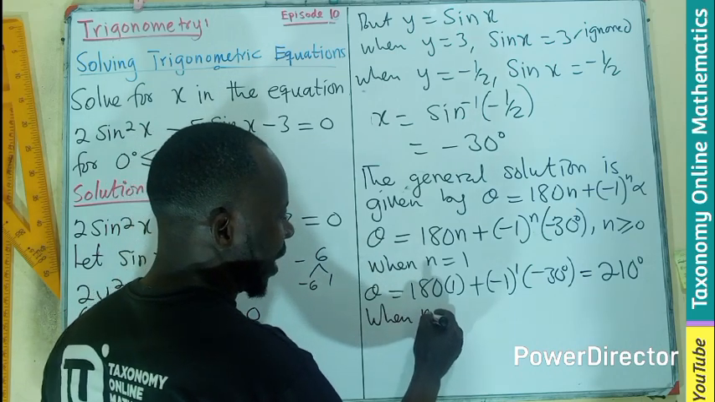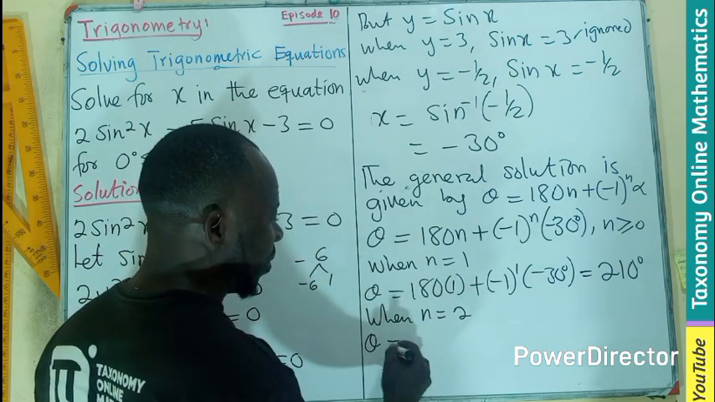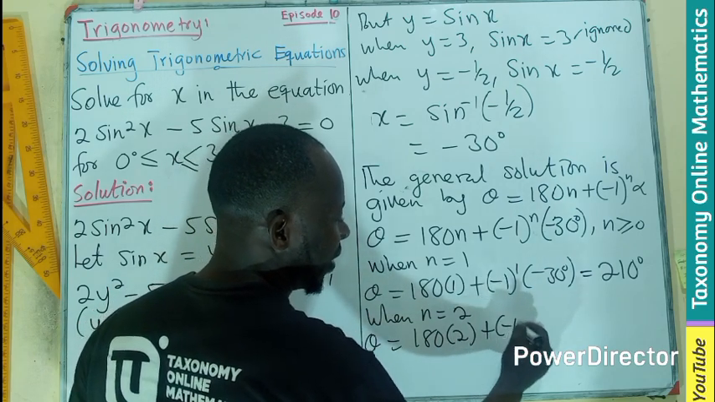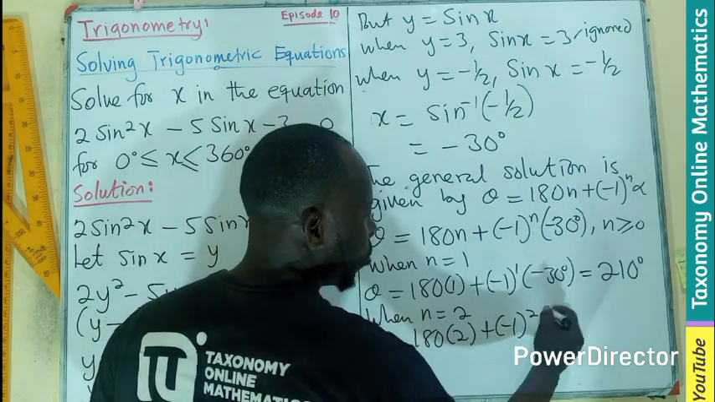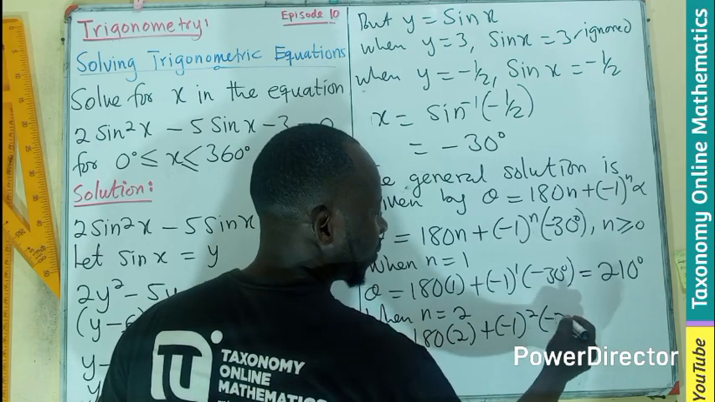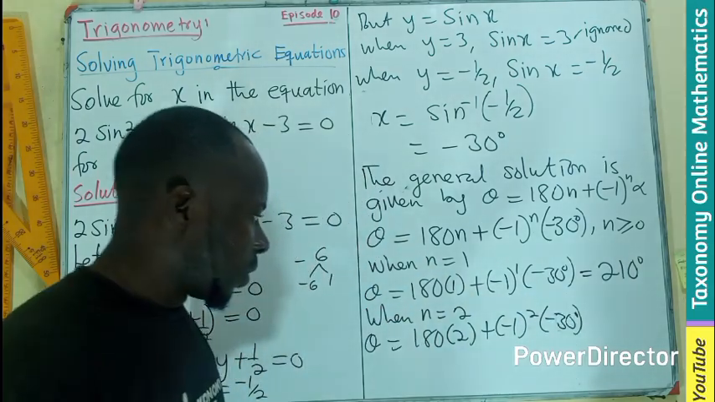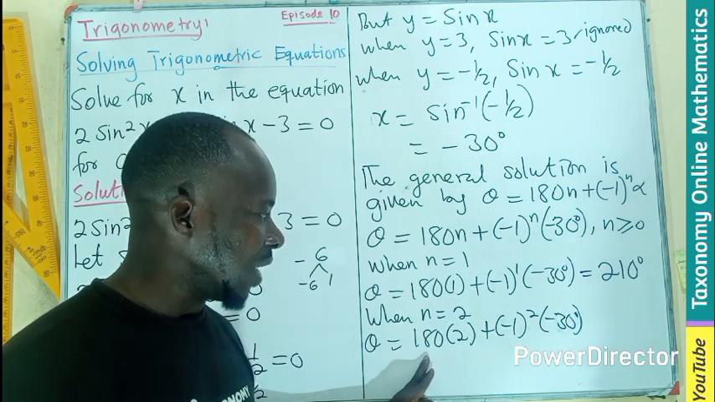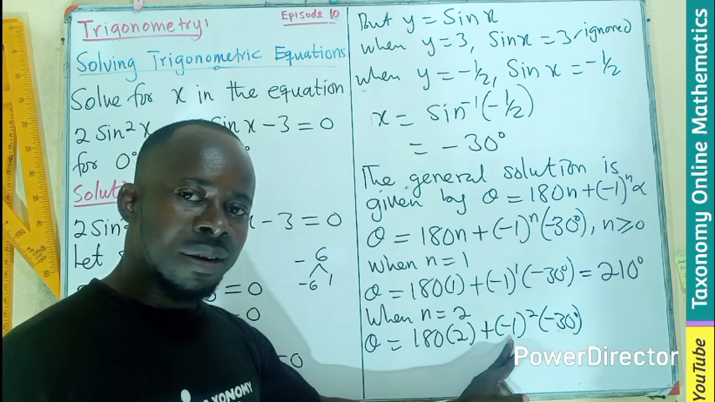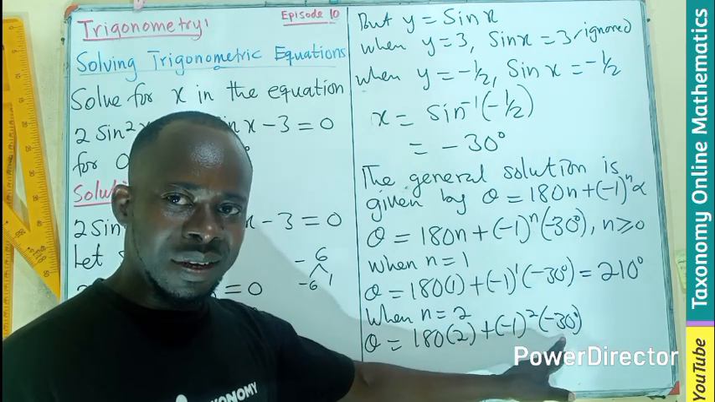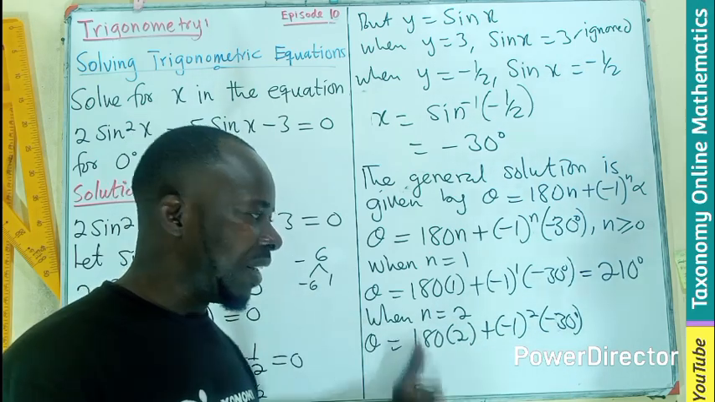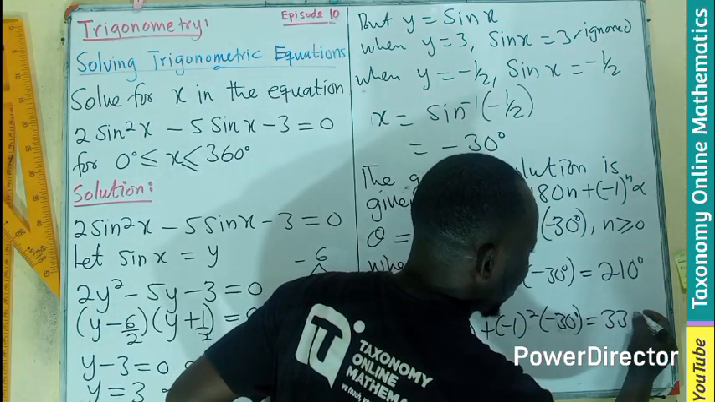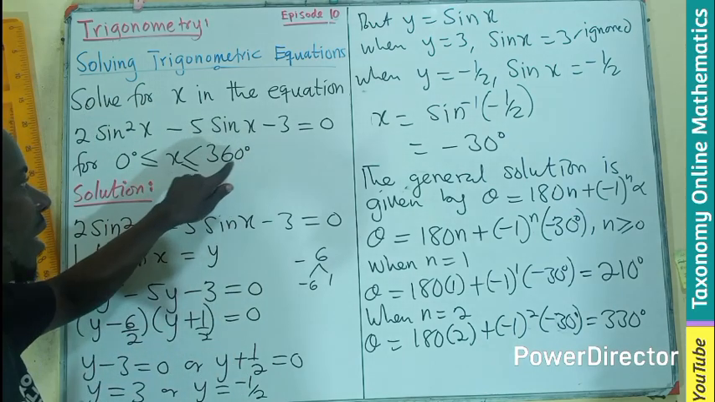Then, when n is 2, your theta becomes 180 times 2 plus negative 1 raised to the power 2 multiplying negative 30. The square of this is positive. This is 360, right? So 360, this is positive 1 times this, so this becomes negative 30. 360 minus 30 will give you 330 degrees, which is in this range.